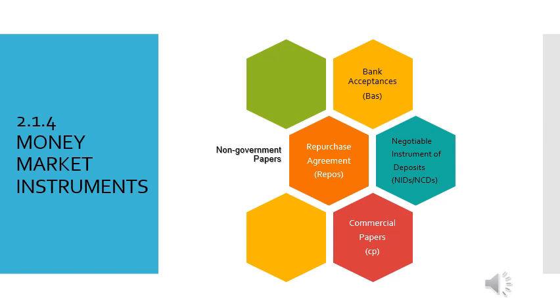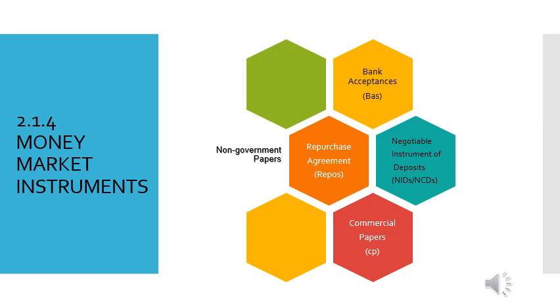The second instrument of these non-government papers is repurchase agreements, repos. These instruments are made by usually a bank to sell securities to its customer, coupled with an agreement to purchase them back at a price that already accumulates with interest. They are effectively short-term loans, usually with a maturity of less than 2 weeks. Treasury bills serve as collateral, an asset that a lender receives if the borrower does not pay back the loan.